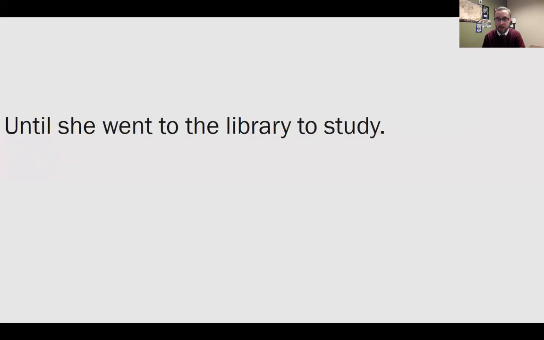So this is a fragment. Until she went to the library to study. It has a subject, it has a predicate, but just like the other fragment that we looked at, it is not expressing a complete thought. So we need to finish the thought. Until she went to the library to study, what would you put there? I maybe would put something like, until she went to the library to study, Alice was nervous about the test tomorrow. Until she went to the library to study, she had never been to a library before. I don't know. That seems kind of sad, but not impossible.